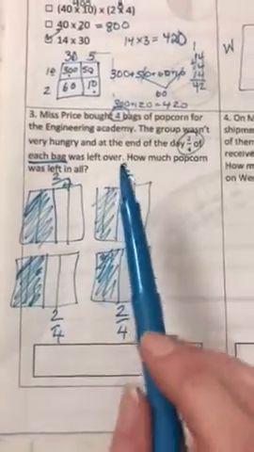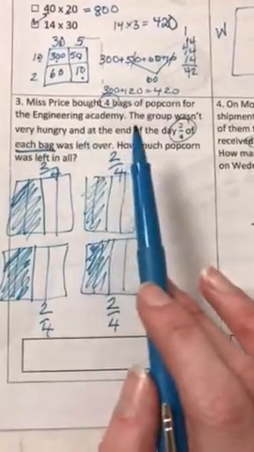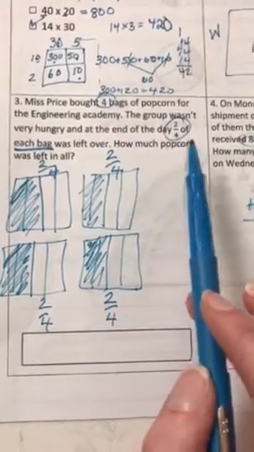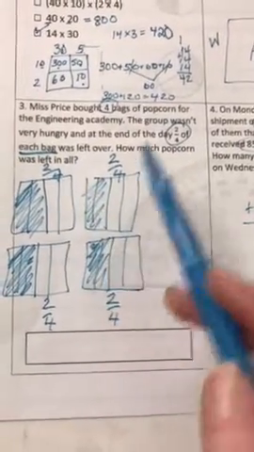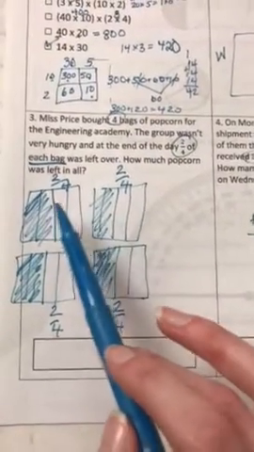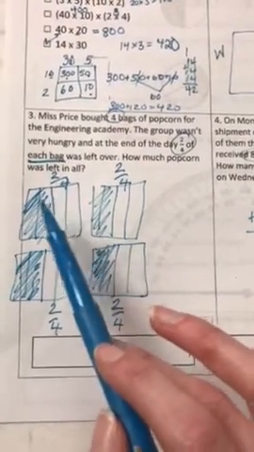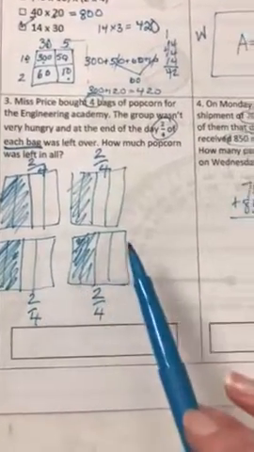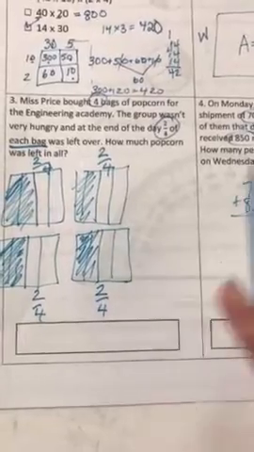Miss Price bought 4 bags of popcorn for the Engineering Academy. The group wasn't very hungry, and at the end of the day, 2/4 of each bag was left over. Look at my drawing. I have the 4 bags. I've shaded in the 2/4. Okay, and that means these 2/4 was left over. So here the unshaded part is the leftover.